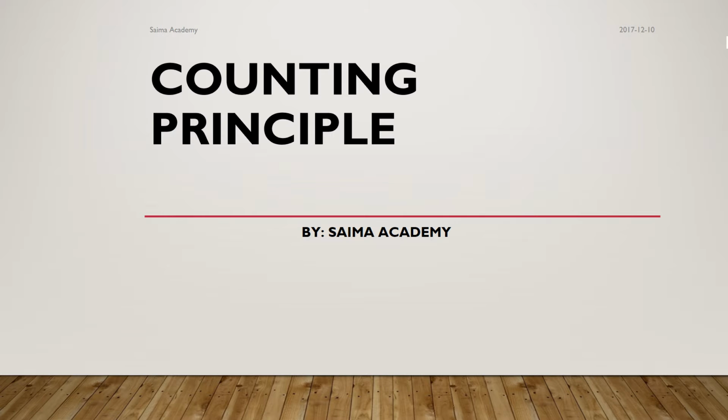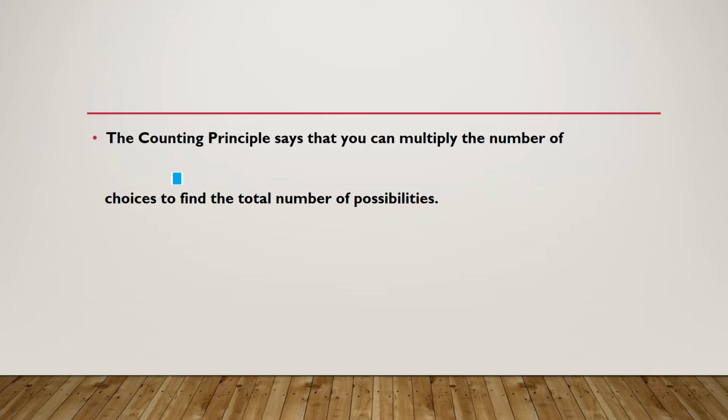In this video, we are learning the counting principle. The counting principle says that you can multiply the number of choices to find the total number of possibilities. So, the counting principle says that you have to multiply the number of choices to find the total number of possibilities.